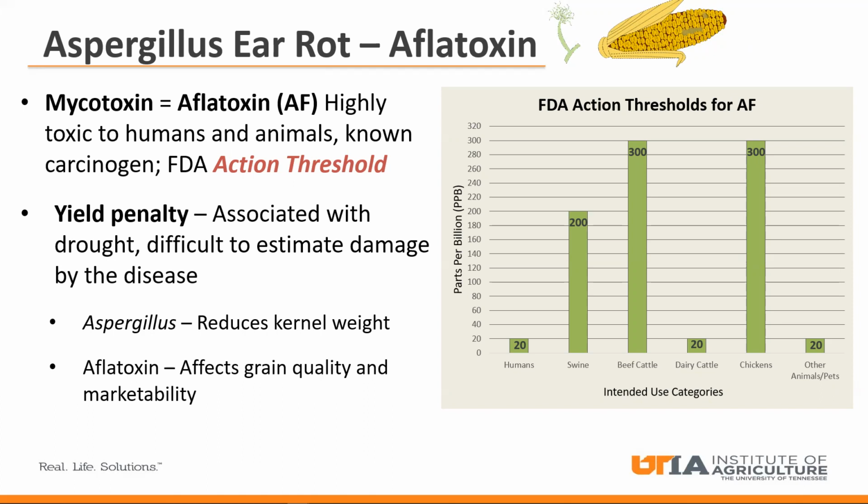FDA action threshold. And here on the right, you can see the action thresholds for aflatoxins, and this is going to be in parts per billion. This is the only toxin that is in parts per billion. The rest are going to be in parts per million.